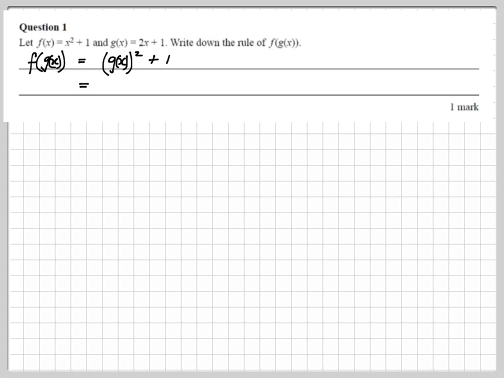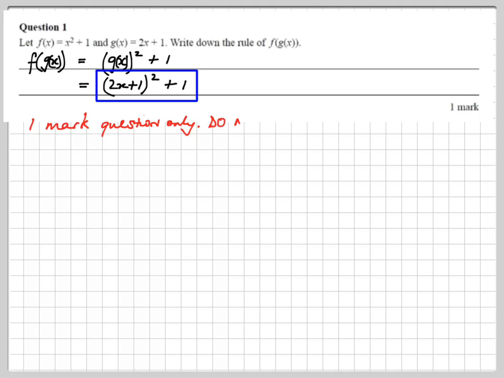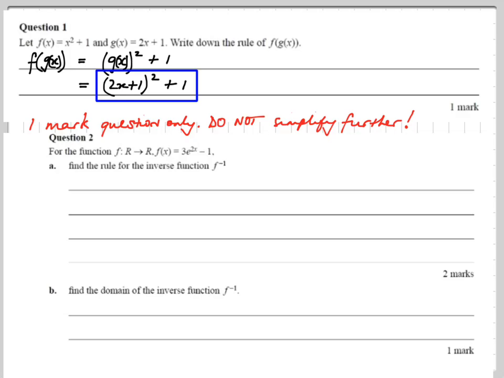Yes, and I wouldn't go simplifying the answer either, because if you simplify it and get it wrong, then you've lost your mark. You just leave it there, okay? Good, that's that one done. Yes, it's a 1 mark question only, so please don't simplify it and make it look pretty. You could shoot yourself in the foot.